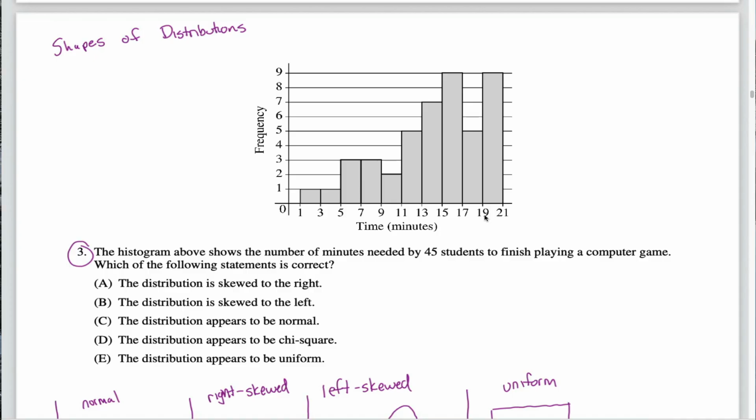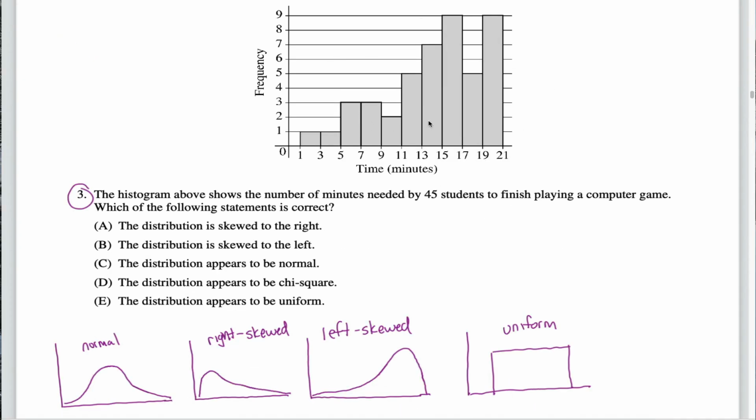So to figure out the shape of the distribution represented by this histogram, all you're supposed to do is look at this and ask yourself the question, which of these 4 does it look the most like? Well, I'd argue that it looks the most like this one. Most of our observations are over here on the right side, but we have this tail going down to the left side. This distribution is left skewed or skewed to the left. The answer to the question is B.